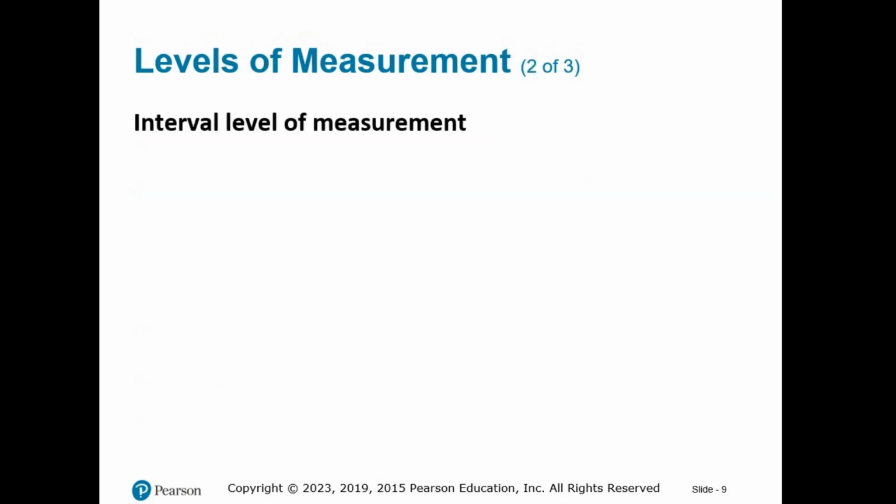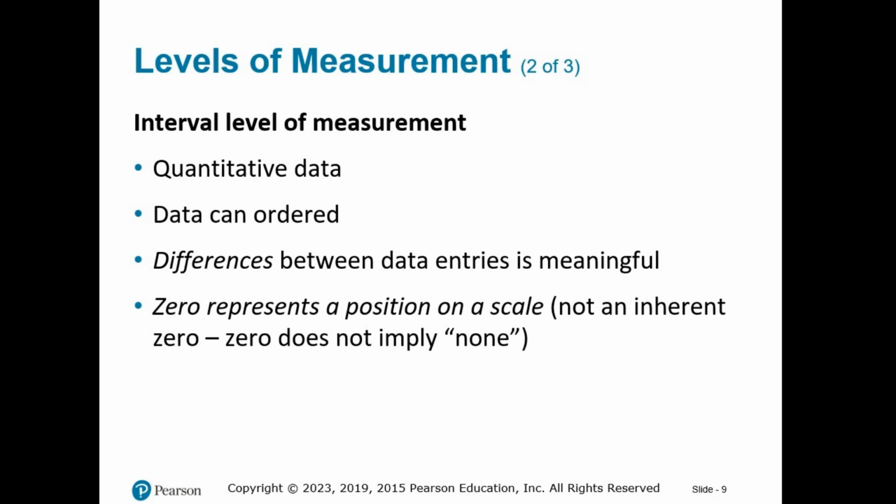The third level of measurement is interval. This level includes only quantitative data. This data can be ordered, and differences between the data entries is meaningful, meaning mathematical computations are used at this level. However, a 0 at this level is not an inherent 0, which means that it only represents a position on a scale, not the absence of something. A good example would be temperature. You can subtract temperatures, and there is a 0, but 0 degrees Fahrenheit does not mean that temperature does not exist. It means that the temperature is at a certain point on a scale.